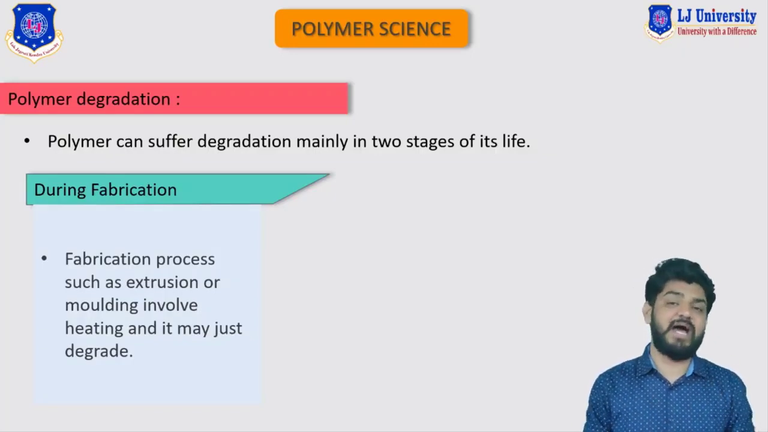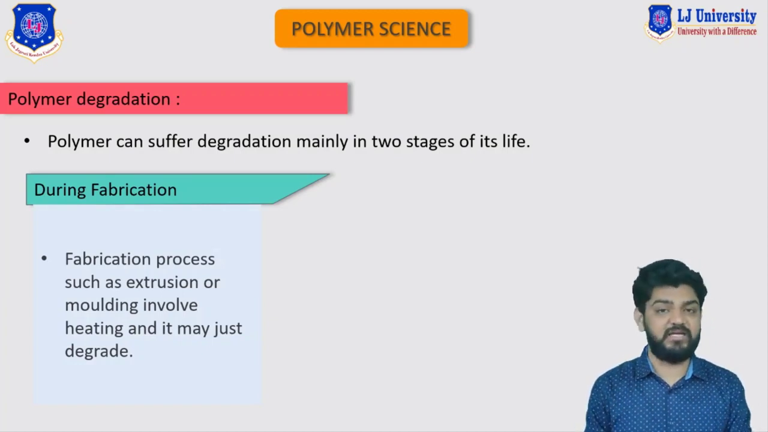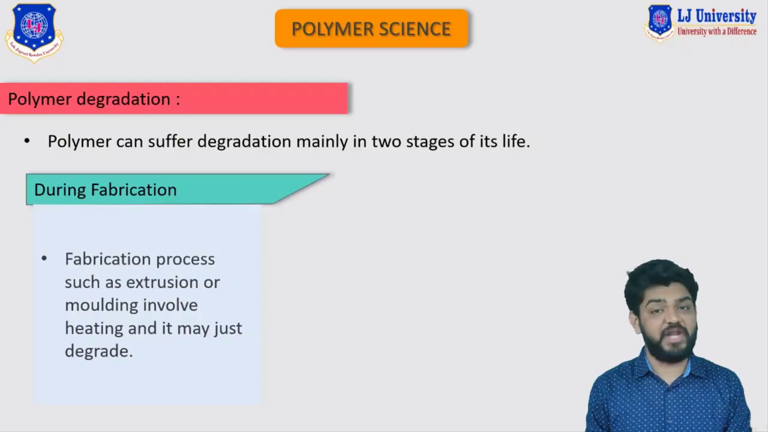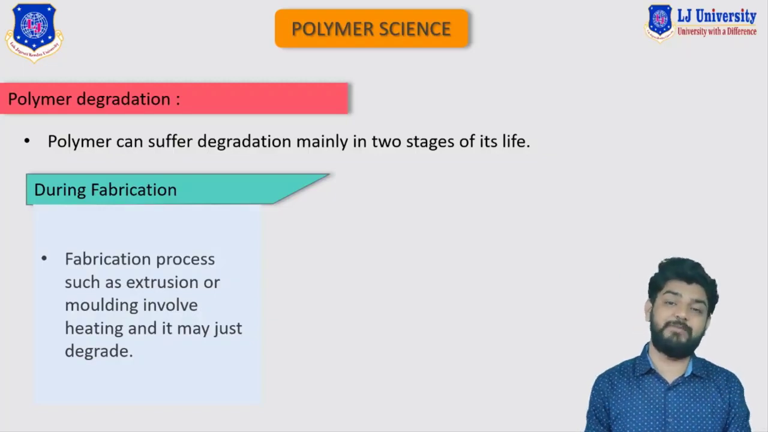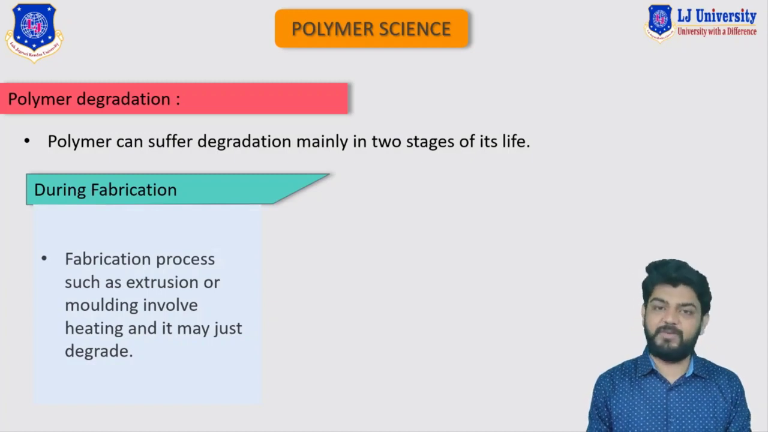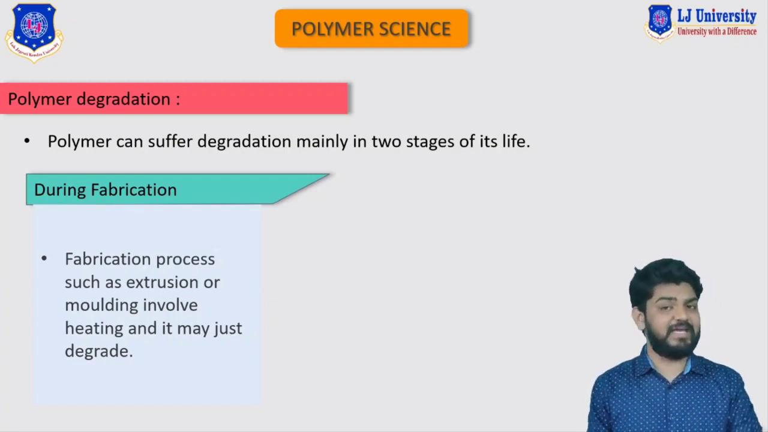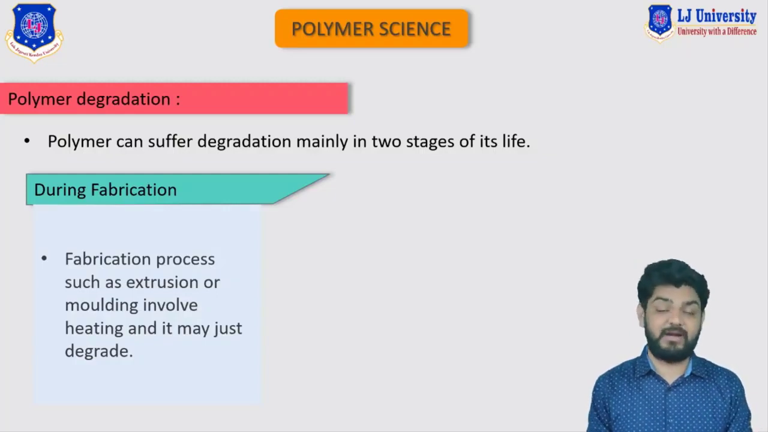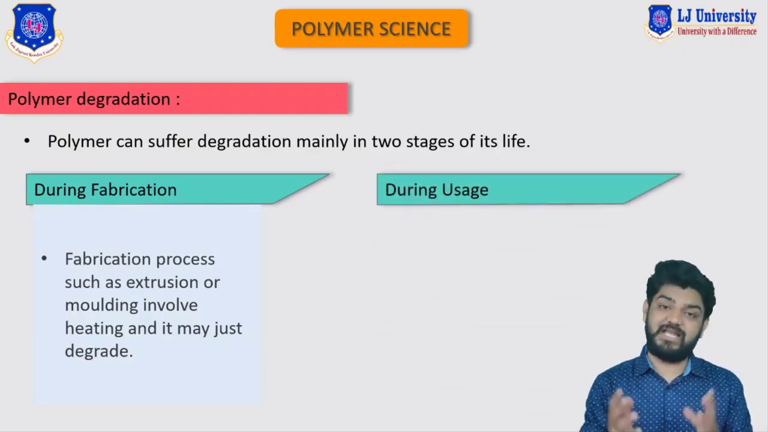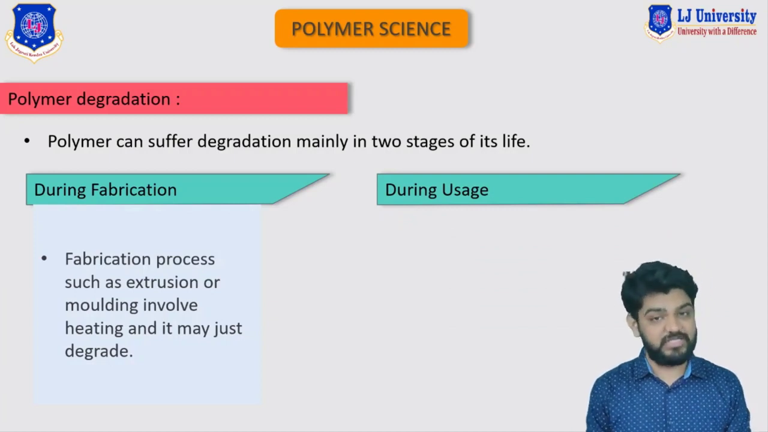Such processes involve very high heat of reaction. As we already know, almost all types of polymerization reactions are exothermic reactions, which means they will generate a huge amount of heat. And that heat can simply degrade our polymer at the initial stage of formation, or manufacturing stage. And the second stage where this degradation can take place is during use.